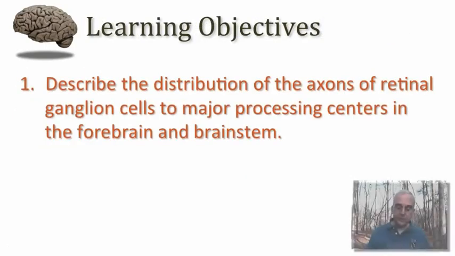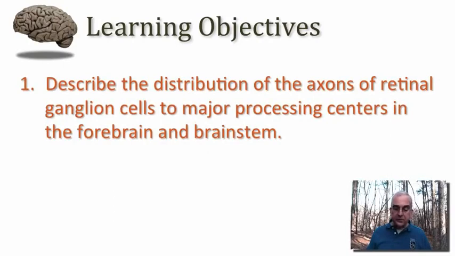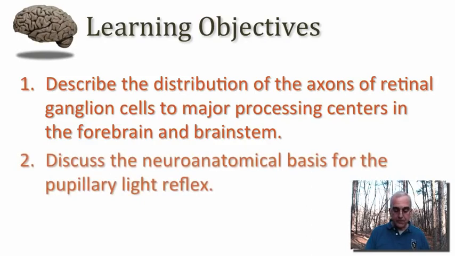So my learning objectives for you are to describe the distribution of retinal axons from ganglion cells to their major processing centers in the forebrain and the brainstem, and we have some particular brainstem targets in mind in this tutorial. And I want you to be able to use that knowledge to discuss the neuroanatomical basis for the pupillary light reflex.